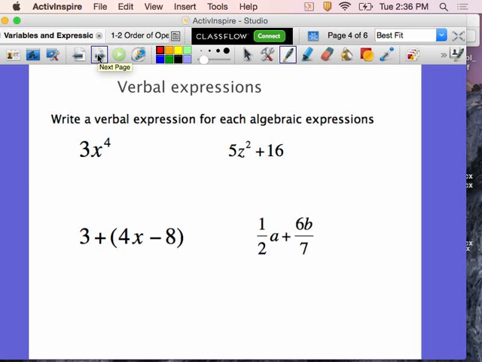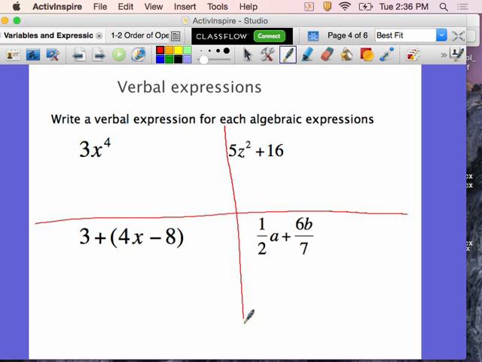Now we have to do the kind of the opposite. I'm going to give you an expression here, and you need to write the words out. So we're going to do 4 examples, because this is kind of case by case. They're all different. So a verbal expression, remember, is just words.